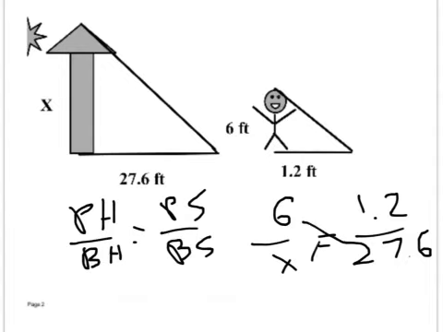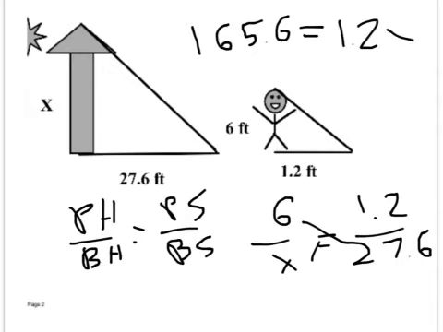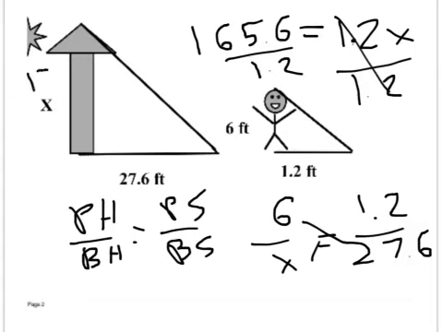We cross multiply. 6 times 27.6 is 165.6. That equals 1.2x. Everyone with me so far? We divide by 1.2. So x is 138 feet, because 165.6 divided by 1.2 is 138.